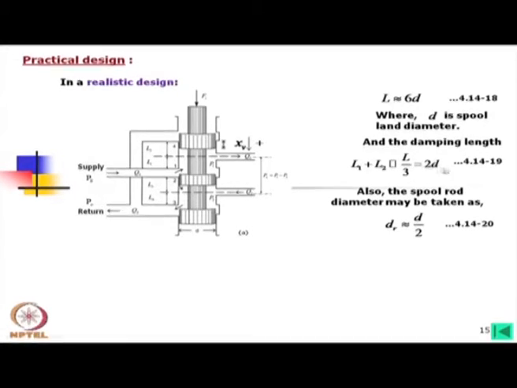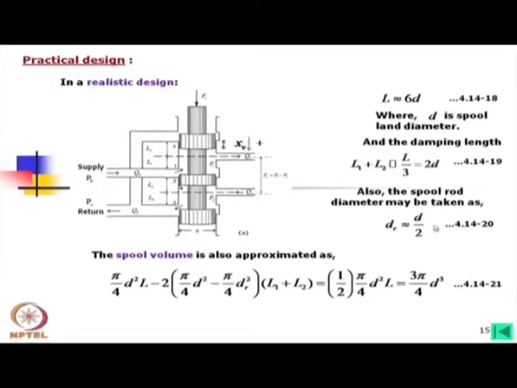But however, the important part is that L1 plus L2 is approximately L by 3, which is equal to 2 D, or in other words we may consider L1 plus L2 is equal to 2 D. Also, the spool rod diameter may be taken as half of the land diameter. In practice, it is taken like this. So, if we consider this, then we can consider the mass of the spool. Of course, we are not considering the extra portion outside the active lands.